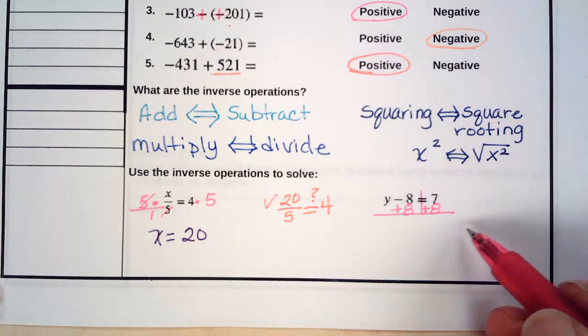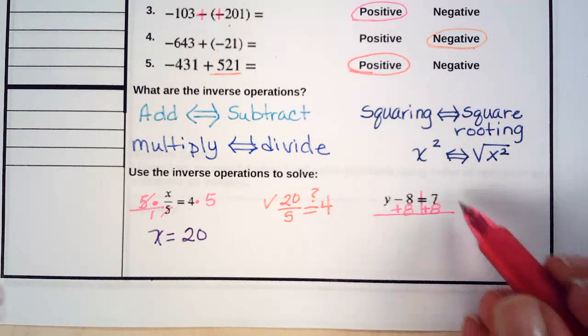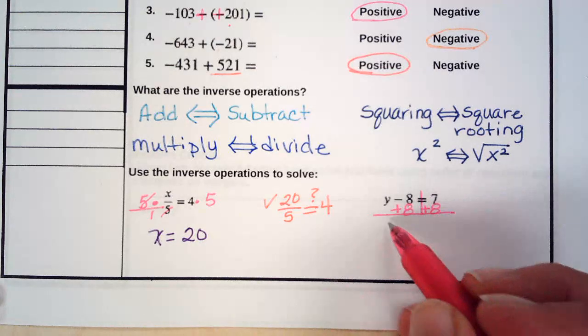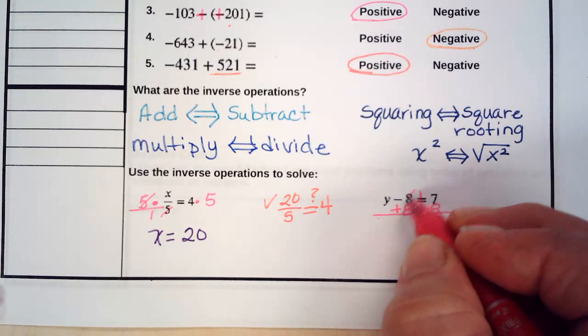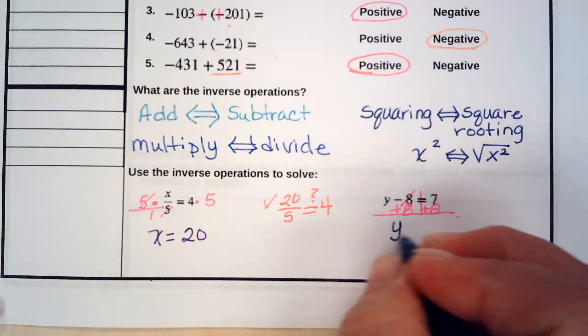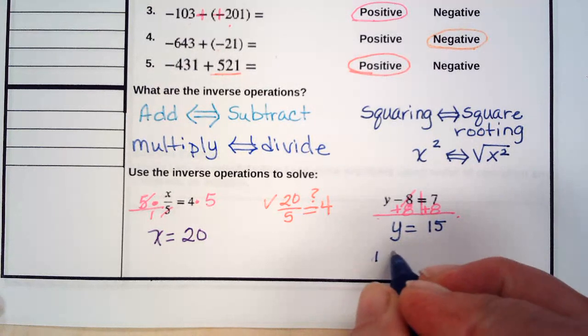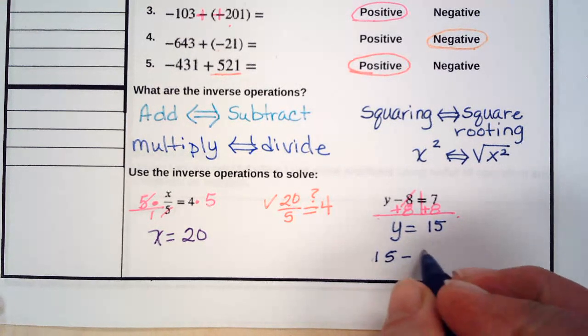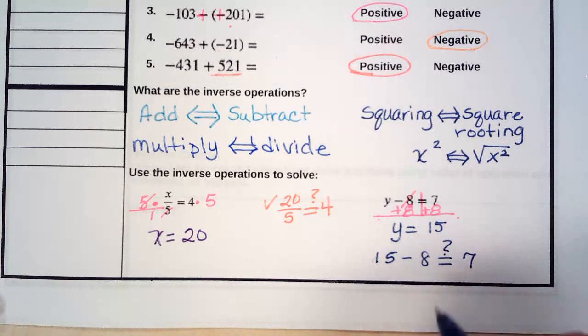Now, if you look at this, notice how I have kept the column straight. I draw a line through here, a line underneath, keep the column straight. Negative 8 plus 8 is 0, and y is equal to 15. Is 15 minus 8 equal to 7? Yes, it is. So that checks out.